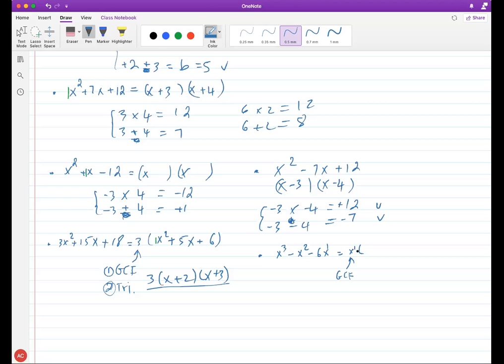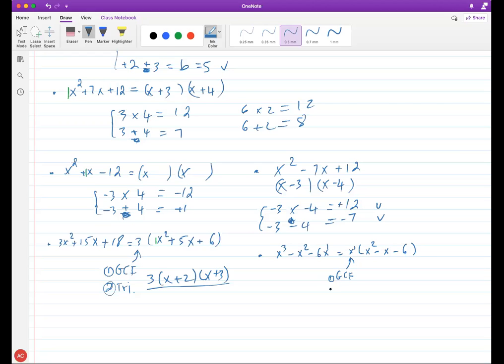And then we divide. So we're going to take all of these and divide them by the GCF. x^3 divided by x is x^2. x^2 divided by x will be x. Negative 6x divided by x will be negative 6. Okay, first step of factoring is done.